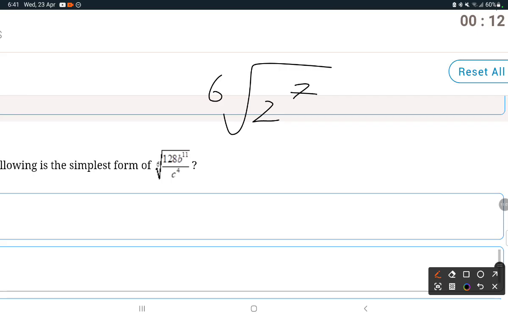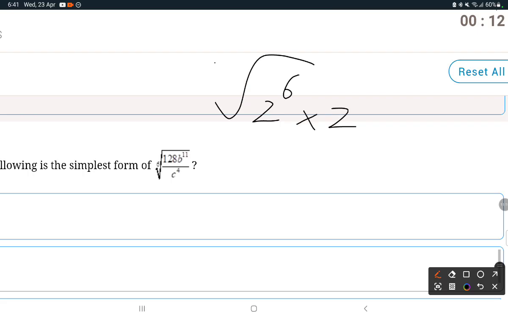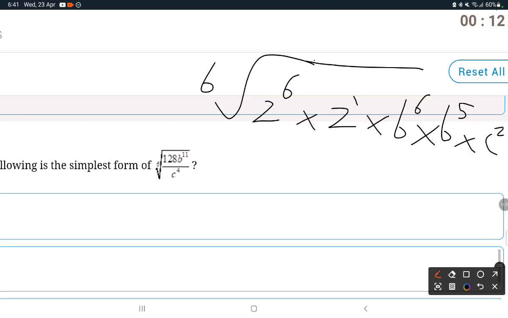b to the power of 11, that's just going to be... Wait, no, let's do that in powers of 6. So we have 2 to the power of 6 multiplied by 2. This just makes it a lot easier. b to the power of 11 is going to be b to the power of 6 multiplied by b to the power of 5. And then as we said, since we multiplied by c squared, we also have c squared. So this cannot be taken out, this cannot be taken out, and this cannot be taken out. What we could take out is 2 and b.